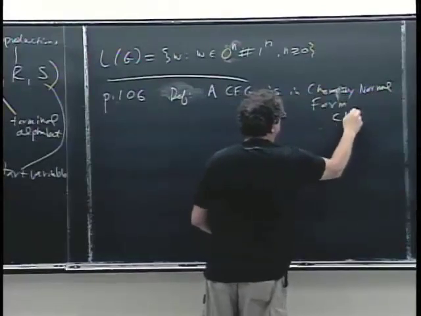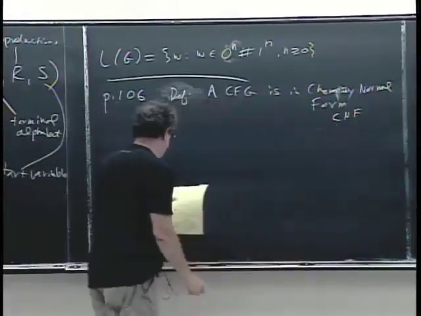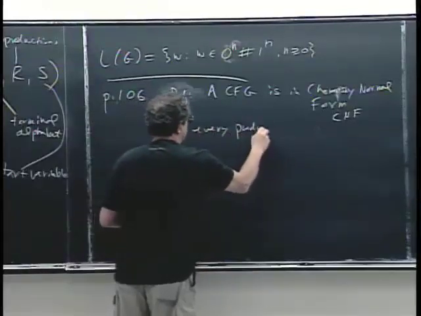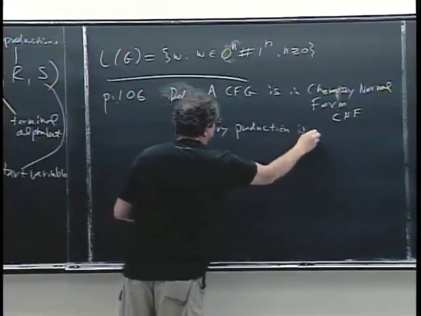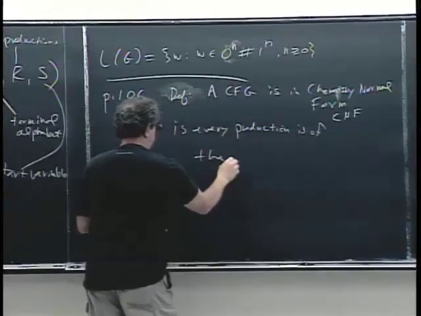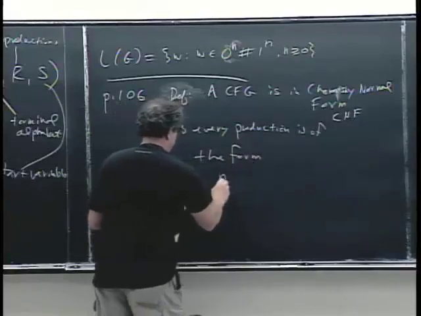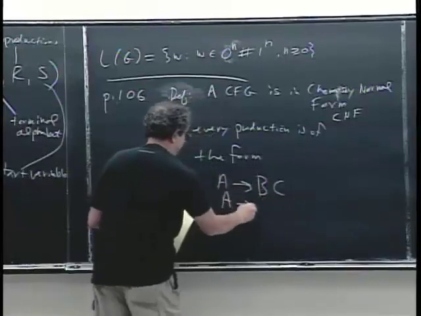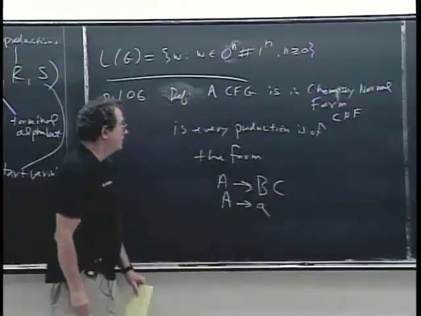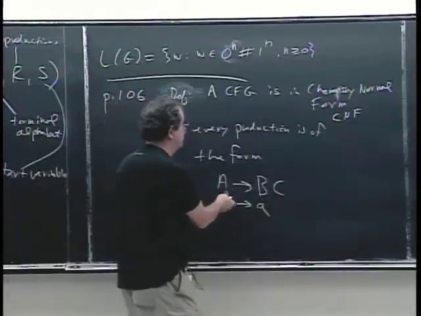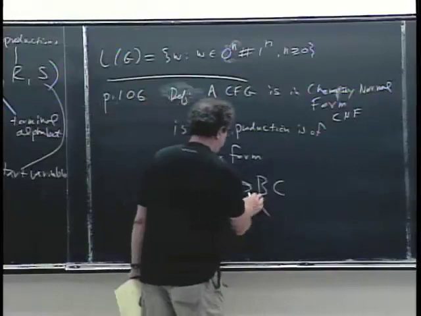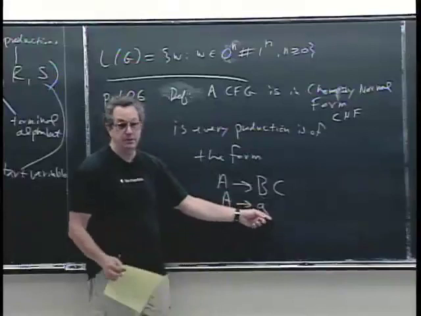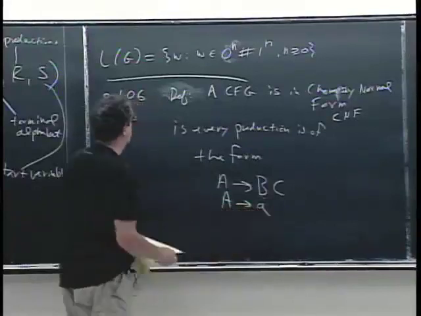But we just say CNF. A grammar is in CNF if every production is of the form either one variable going to two variables, or a variable going to a terminal symbol. So a single variable, of course, because it's context-free, goes to two variables on the right side, or just a single terminal.